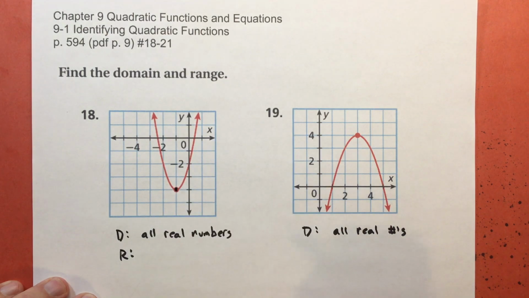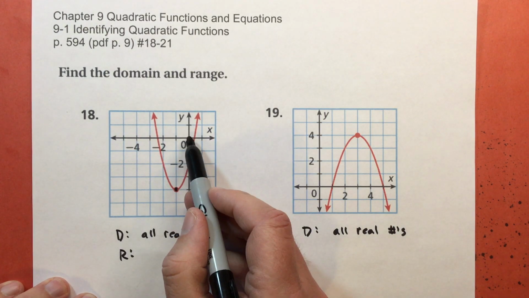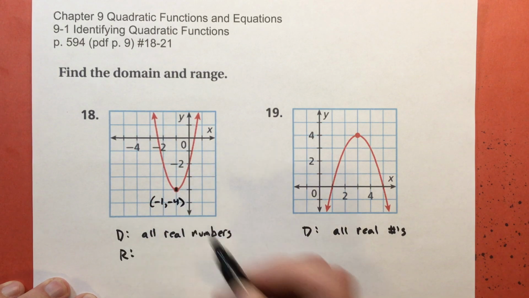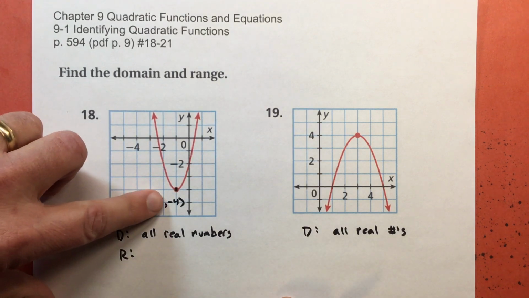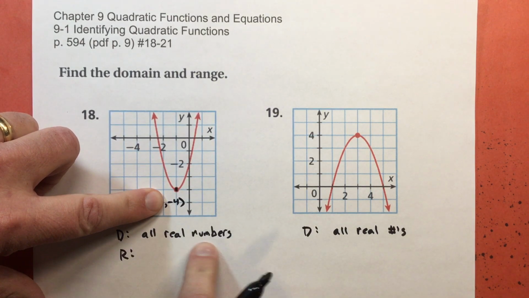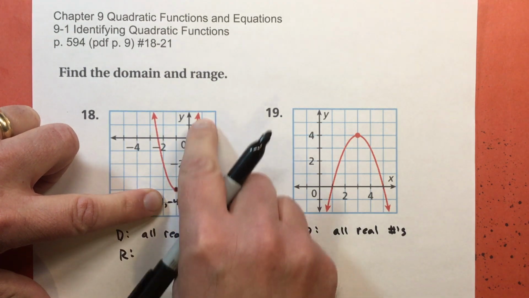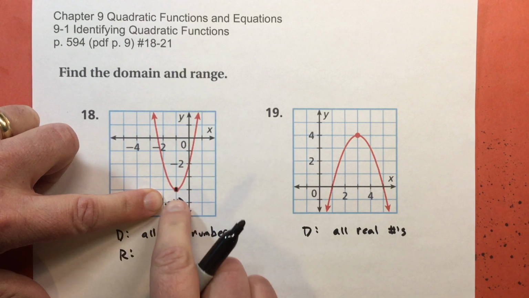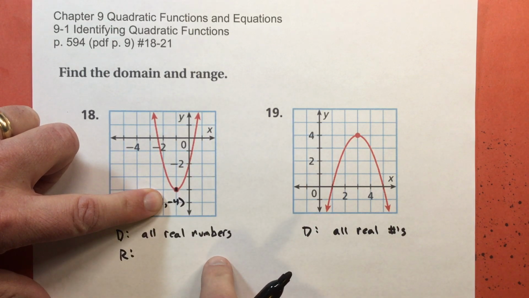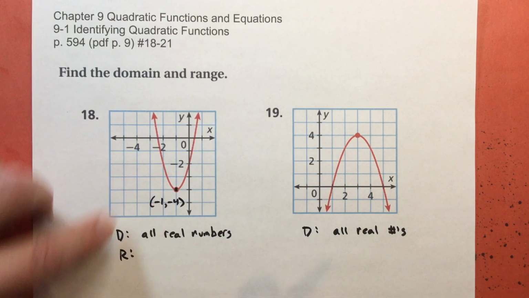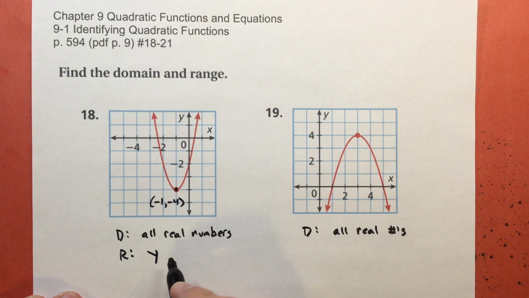Here's my vertex, and the coordinates for the vertex are -1, -4. Now again, the x doesn't really come into play. That's part of the domain. I want to look for the y value. Does the graph, which is drawn in red, go above -4? It does. Or does it go below -4? It goes above -4. So all of my y values are going to be greater than or equal to -4, at the vertex.